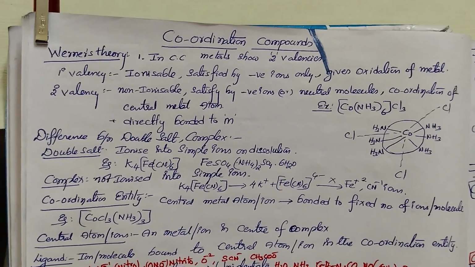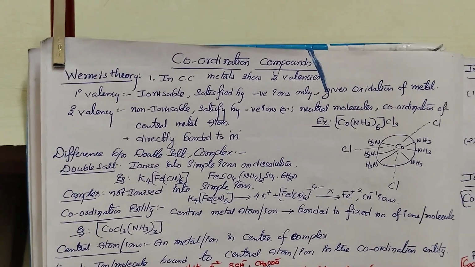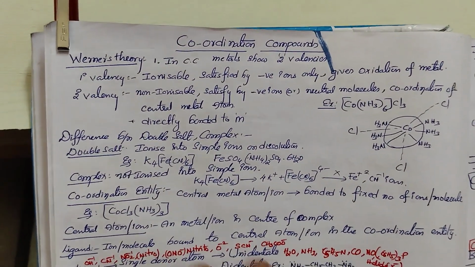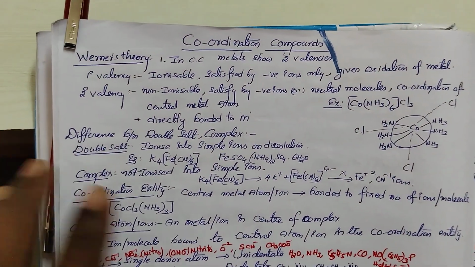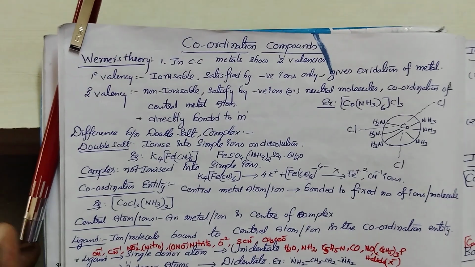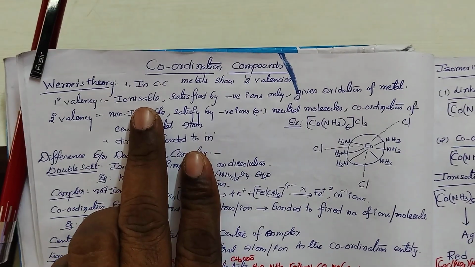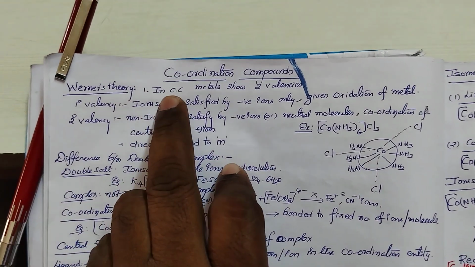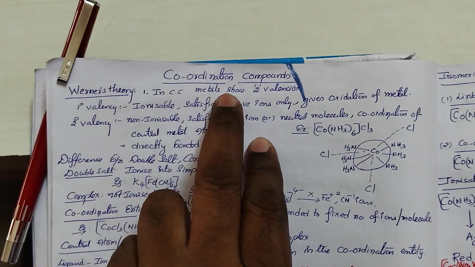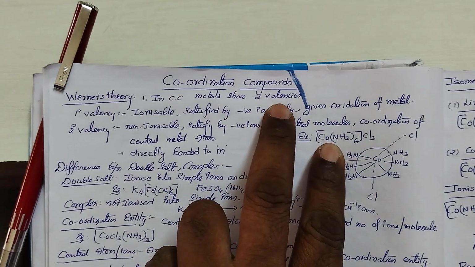Good afternoon. Today I am going to explain about coordination compounds. Next, Werner's theory. In Werner's theory, in all coordination compounds, metals will show two valencies.